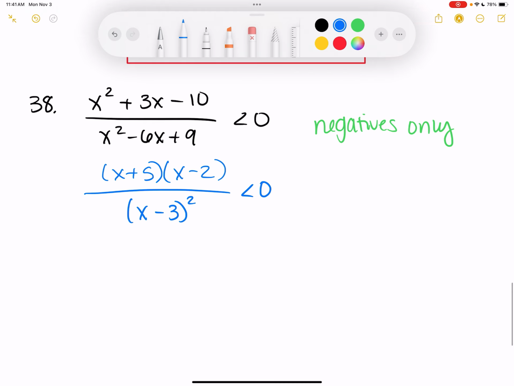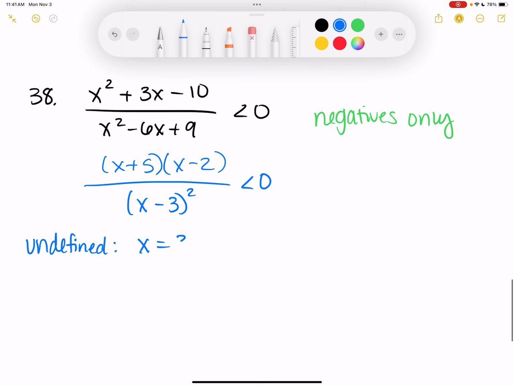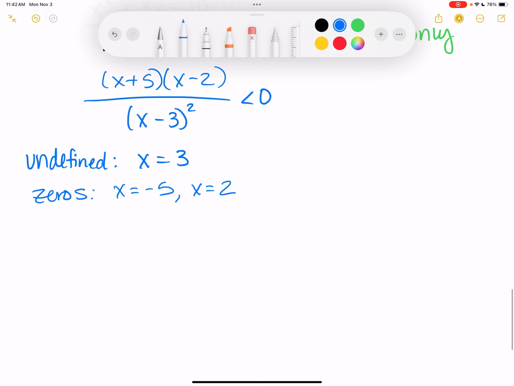So where is this function undefined, if it is? When x is equal to 3, because if I plug in 3 there, that ends up with a 0 in the bottom, which is an issue. What about my zeros? Where is it 0? When x is -5, x is 2. So I'm going to use those two things to help me with my sign chart now.